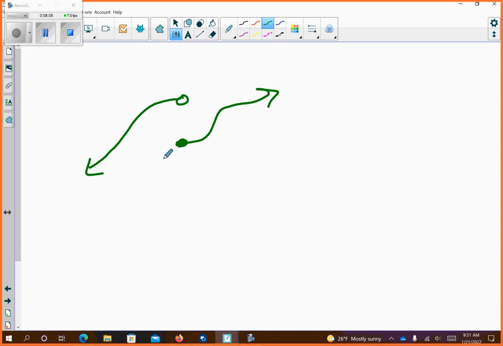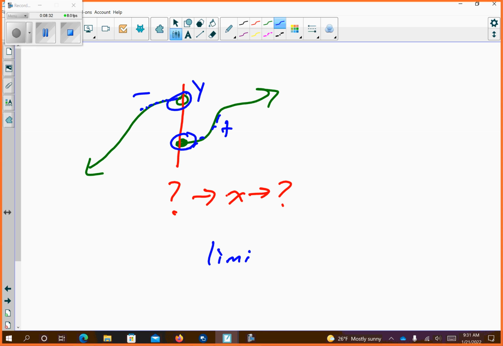Let's say you had something drawn this way. If this is the value we're trying to figure out, this is our question mark. This is our x value. X approaches the question mark. If I come from the left here, or if I come from the positive or come from the negative, being that they are showing up at two different locations, the limit does not exist.